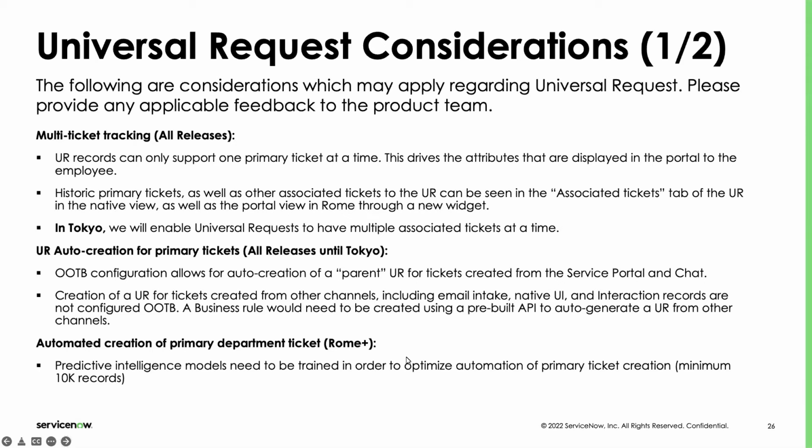Another question we get very frequently is: what is the number of records you need? I think there's a minimum of 10,000 records you will need to train the models, so that you have the optimized way of creating the primary ticket, for the ML models to really predict and create the right request.